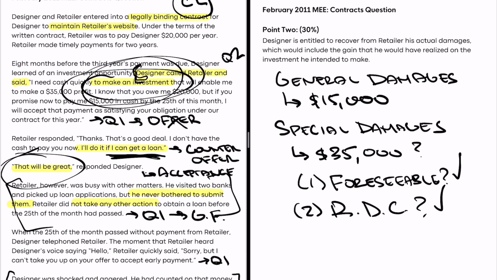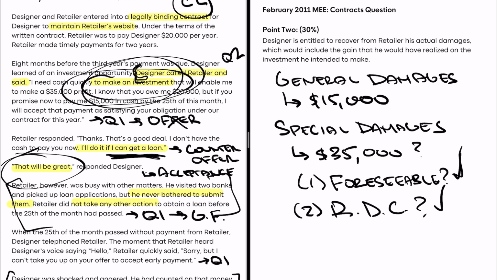Designer called retailer and said, I need cash quickly to make an investment. He puts him on notice, right? Right there, it became foreseeable that he was going to use this money to make an investment. Retailer now has reason to know that he's going to use the money for an investment. That's all that's needed to show foreseeability. So that would have made these special damages, this $35,000 loss and the gain from an investment, foreseeable to the defendant.